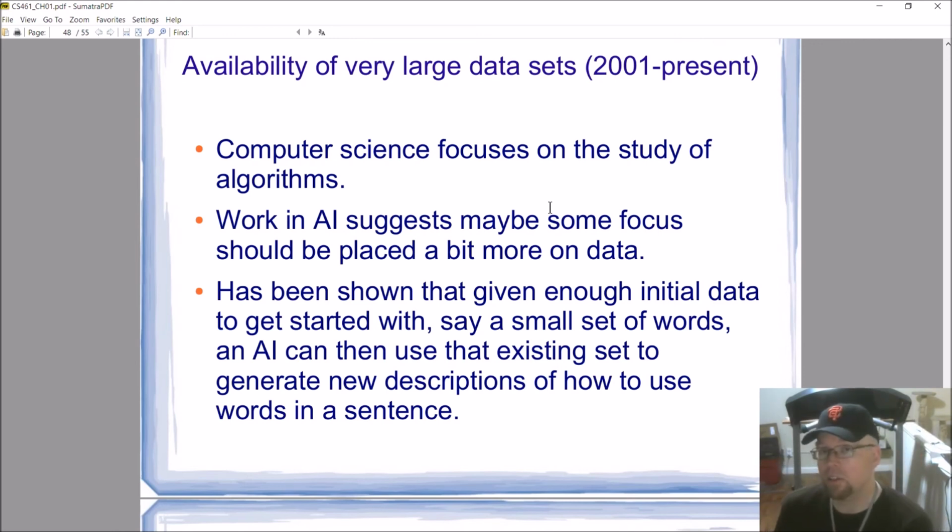serious thinkers in the realm of artificial intelligence said, wait a minute, maybe we should shift some of that focus. Maybe we should stop focusing so much on the algorithms, and maybe we should put a little bit more emphasis on the data, because there's huge amounts of data out there now, right? Ginormous amounts.